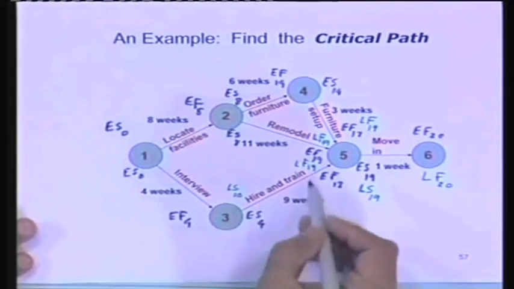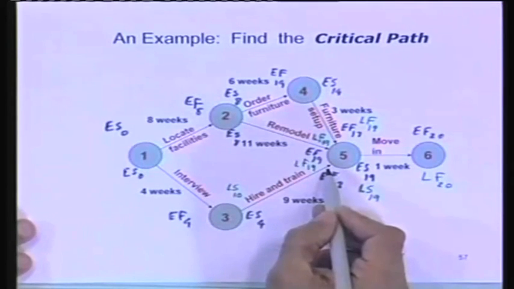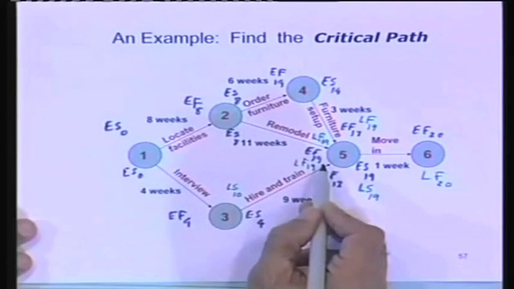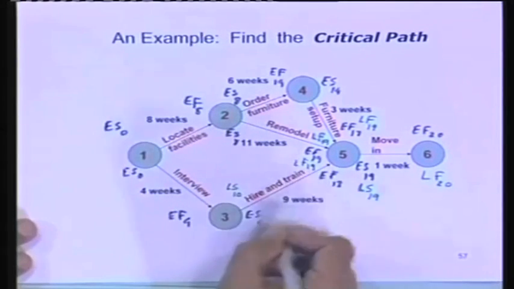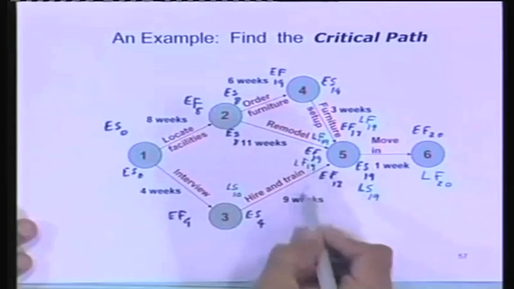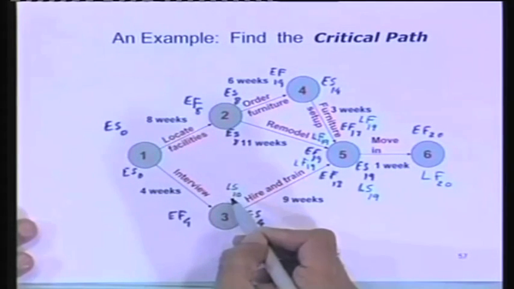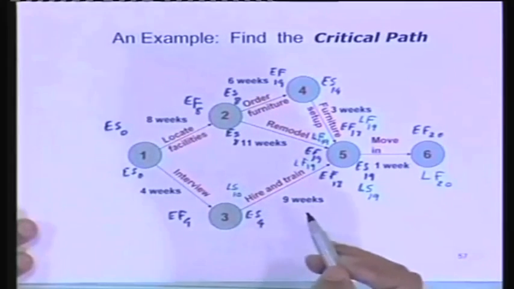Let's think through this again. I must finish by 19. At the end of the 19 weeks, I must finish. And I have to make sure I give enough time for this task to be completed. So how late can I start this task? 19 minus the duration of this task. That's 10. Is this clear? Or should I slow down more?